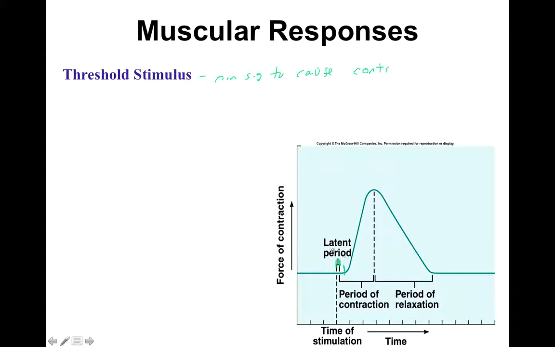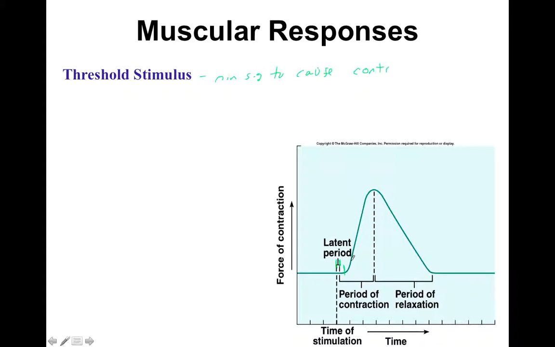It's got to travel down the muscle and down the T-tubules. Calcium has to be released. Calcium has to attach to troponin. So that's the latent period. That's how long it takes for that to happen. So once you stimulate the muscle, it takes a little bit for it to actually contract.